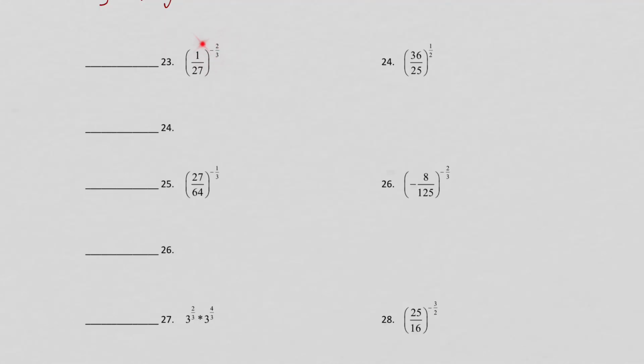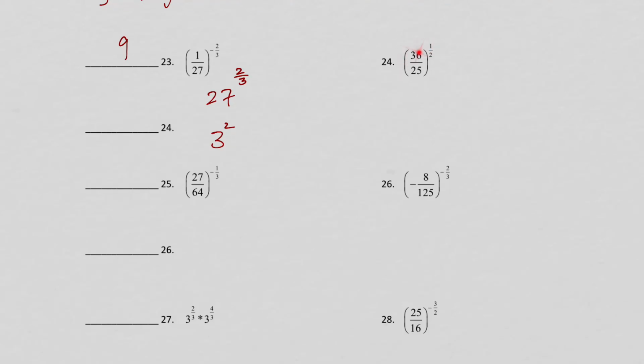Okay, we have 3 things going on. The first thing I'm going to do is apply the negative, which inverts this. So I have 27 over 1, or just 27, but now it's to the positive 2/3. Then I'm going to apply the bottom, which is cube rooting it. The cube root of 27 is 3. And finally, we just have the numerator in the exponent, so we square it and get 9.